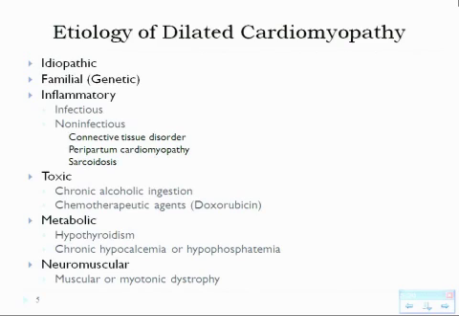There are also non-infectious causes that cause inflammation of the heart, such as connective tissue disorders. Peripartum cardiomyopathy is something that I've seen quite a bit of, especially here in Naples. But you see it everywhere you work. About maybe 2 to 3 cases a year will present with this.